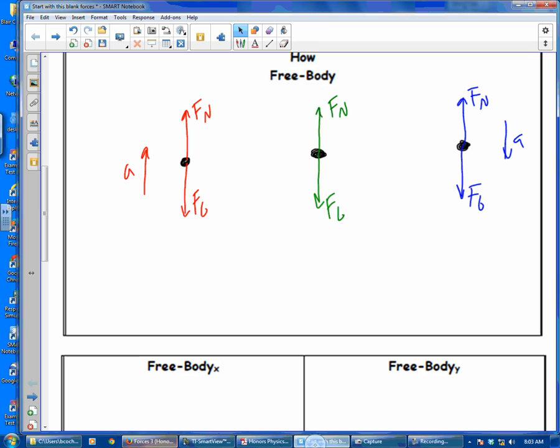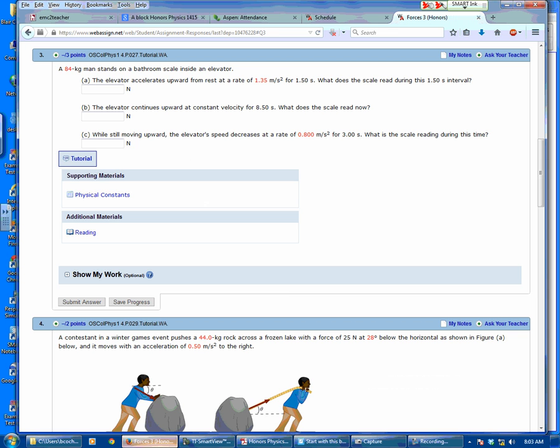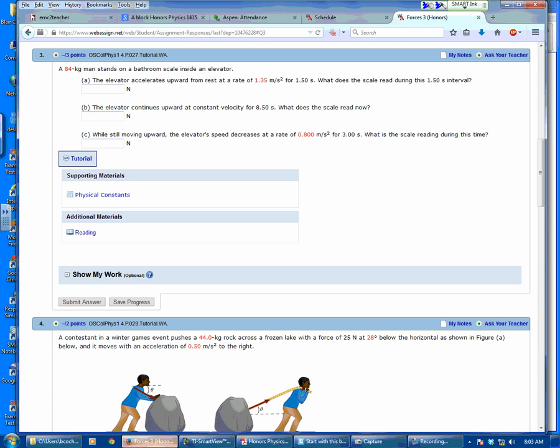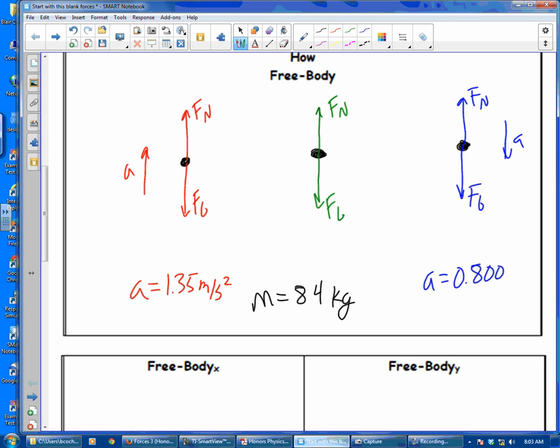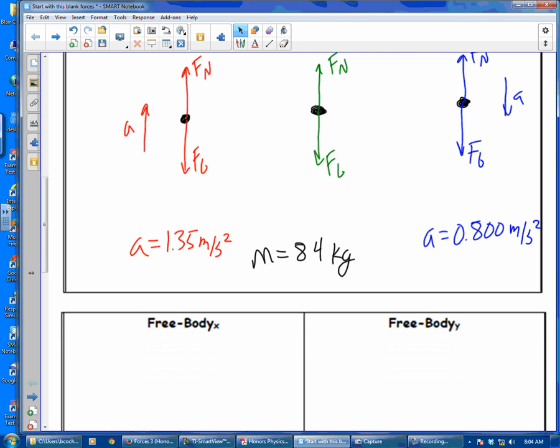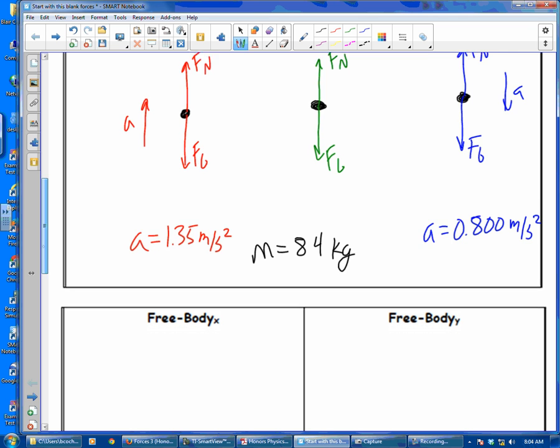Let's see, his mass is 84 kilograms. The acceleration here for me is 1.35 meters per second squared. The acceleration here, we have 0.800, I think. Yep. Meters per second squared. Alright, so let's do part A first.